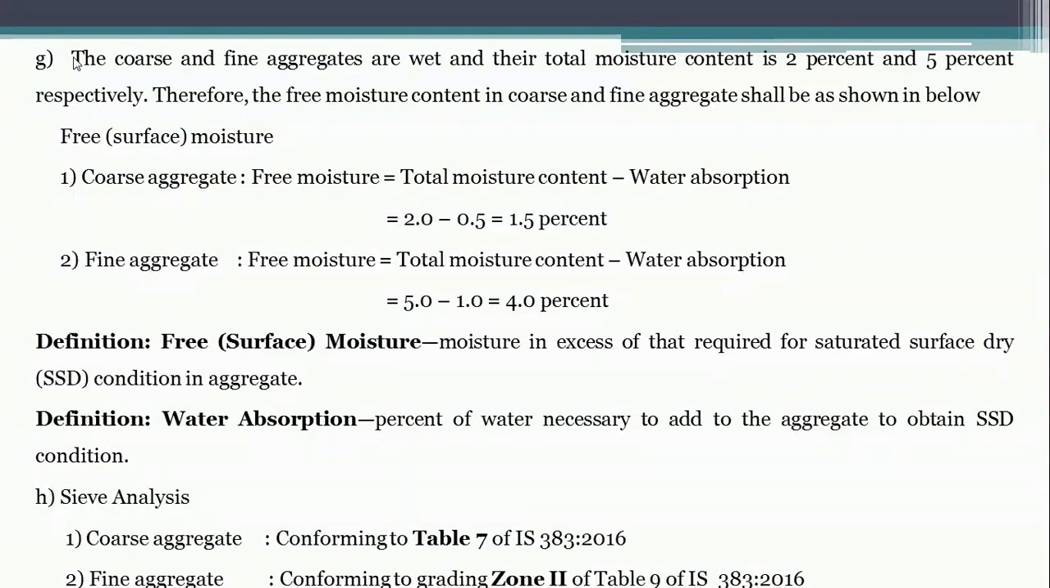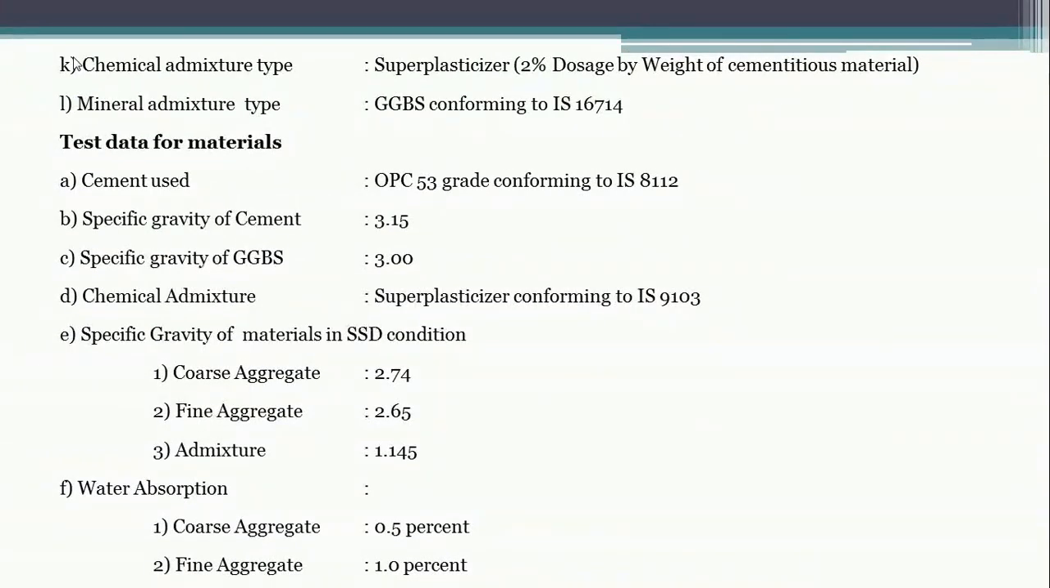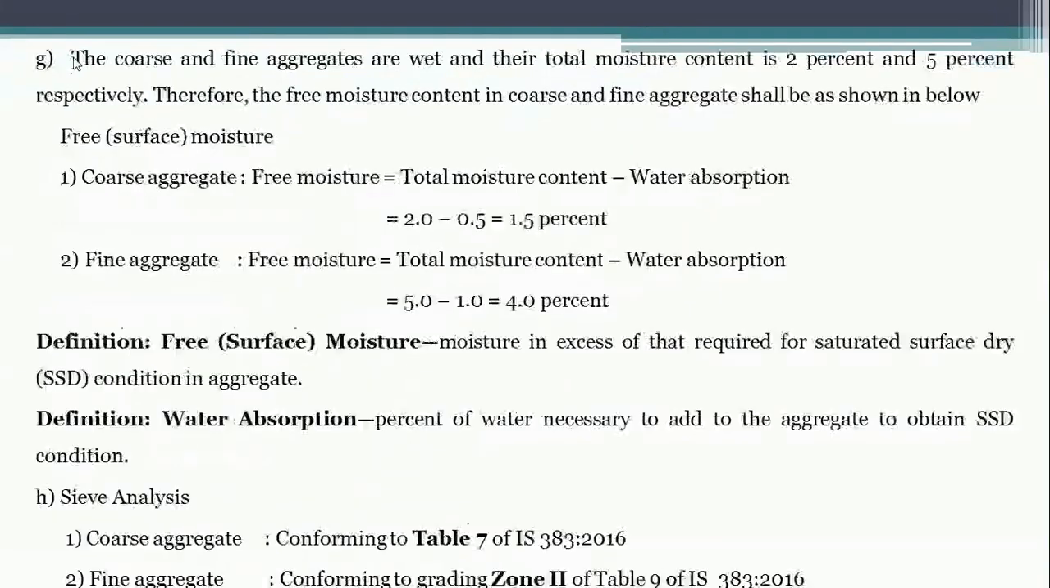So free moisture is equal to total moisture content minus water absorption. Total moisture content is given as 2% for coarse aggregate, and you can observe in the previous slide the water absorption for coarse aggregate is 0.5%. So 2 minus 0.5, you will get 1.5 free moisture content. That means on the surface of the aggregates there is moisture content. Total moisture content is considered as a whole, but in every aggregate there is a surface moisture present on each particle. So that is the free moisture content.